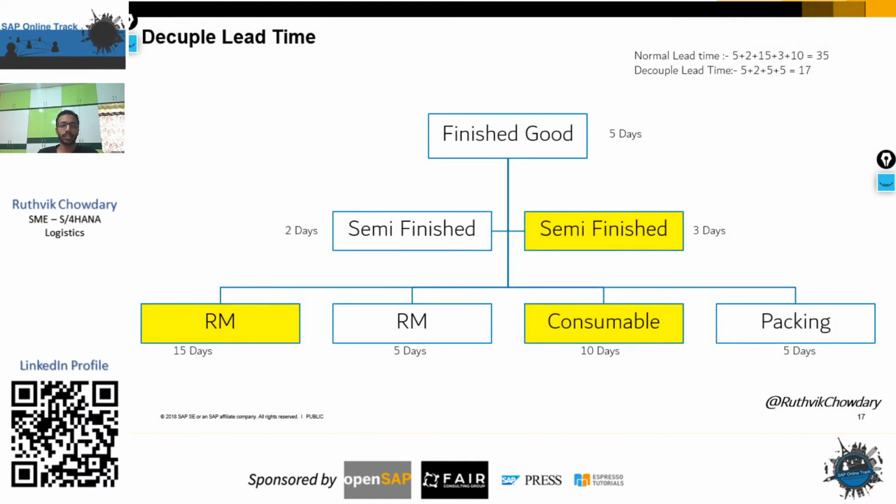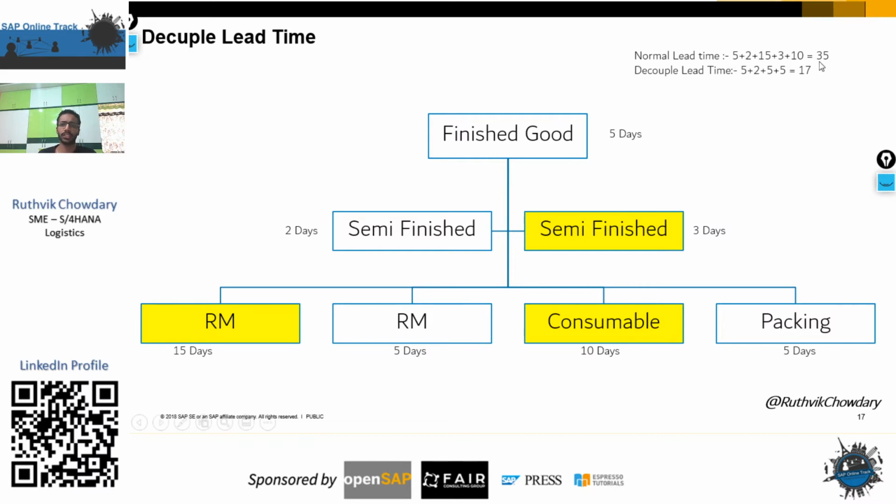So I said there is a decoupling lead time. If we see the entire BOM structure, finished goods, semi-finished, raw material, consumable, packing, everything is there. The normal lead time for a particular product to manufacture will be 35 days. Why? Because this is 5 days, this is 2 days, 15 days, 3 days and 10 days, and the remaining all start in parallel. So if you normally consider the existing functionality of SAP, this will be your normal lead time.